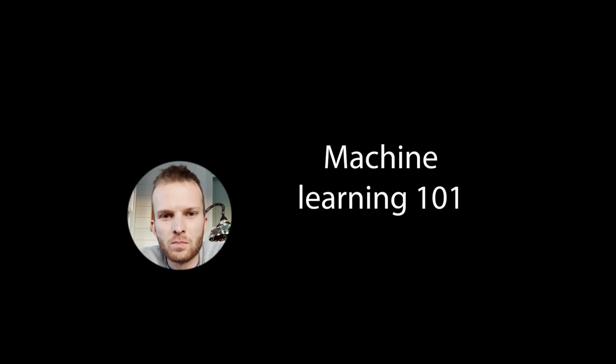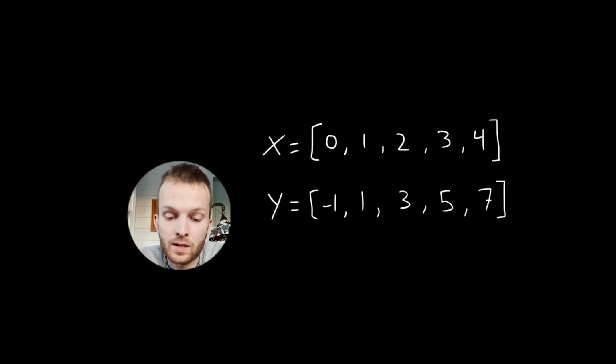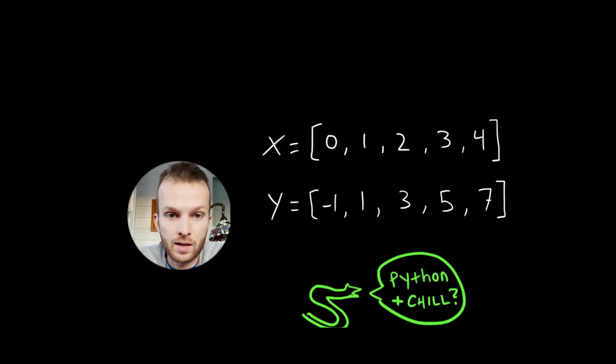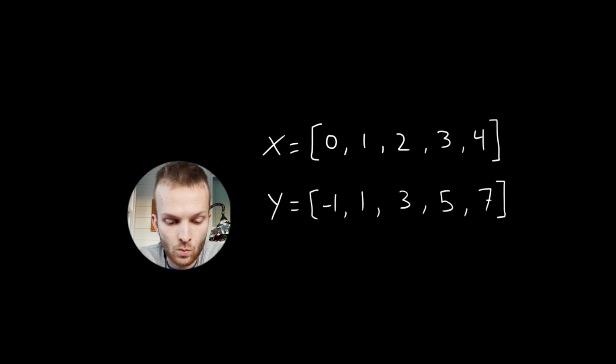Let's train a machine learning model. It can be something extremely basic, like recognizing patterns of numbers. In this example from the book AI and Machine Learning for Coders, we train a model using TensorFlow to recognize a pattern between these two sequences of numbers. We have X and Y values.